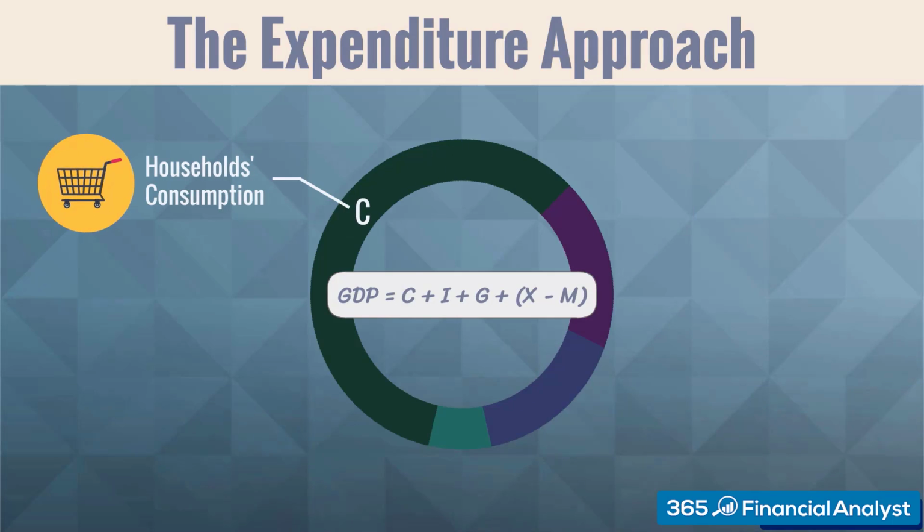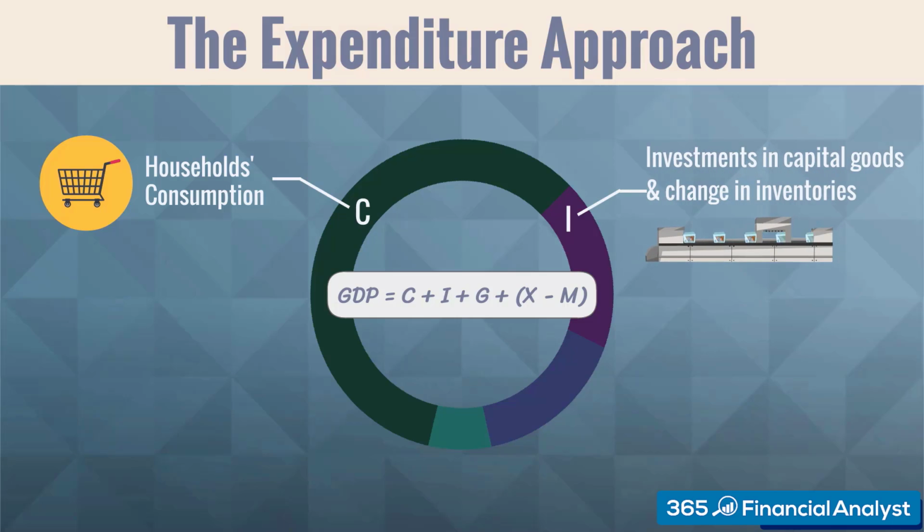Households' consumption on final goods and services is one of the major components of the total output of a country. Investment in capital goods and inventories is the second one. This is the most volatile component of the GDP measurement, as it is very sensitive to the ups and downs of the business cycles in the economy. However, there cannot be economic growth without a substantial amount of investments, right?